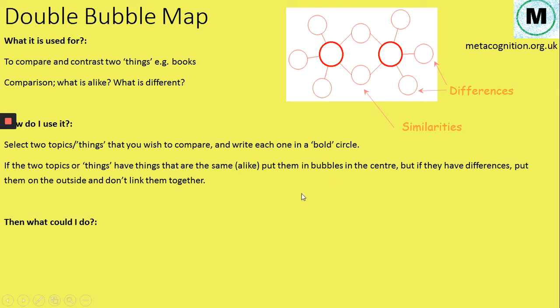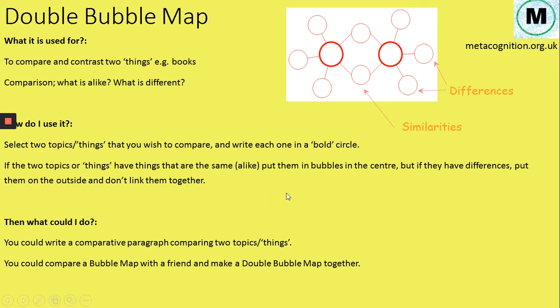So what could you do with it once you've filled in this double bubble? You could write a comparative paragraph. So you could say, well, these two things are the same, like this and like this, but they're different because of this, this, this, and this. Or you could produce a bubble map.